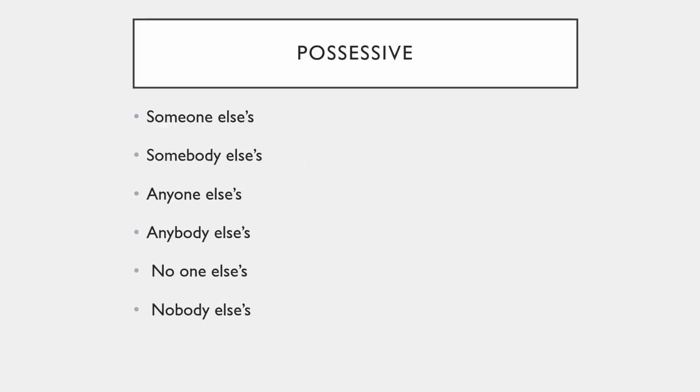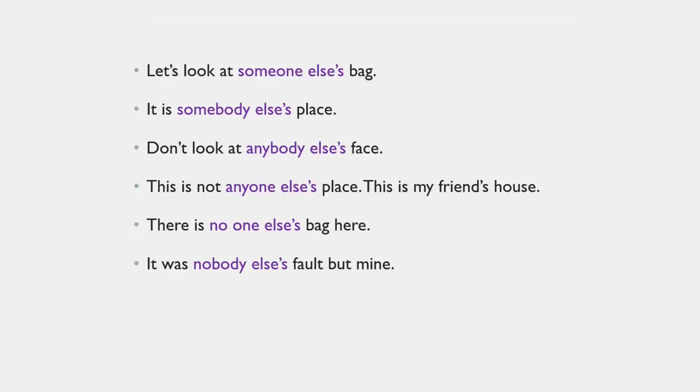Then we can convert previously discussed words into possessive form by adding an apostrophe s. Look at the examples. Someone else's, somebody else's, anyone else's, anybody else's, no one else's, nobody else's. We can form sentences by using previously discussed words.